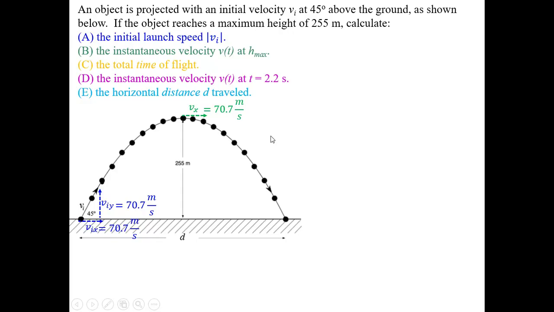This is a good rule of thumb anytime I ask you for instantaneous velocity, right? At any time, I think you should definitely write out your Pythagorean theorem.